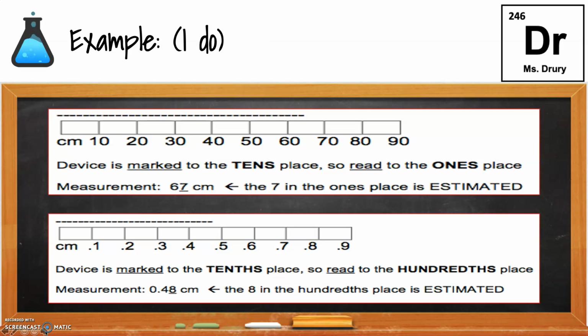So another example, I'm going to do this one again, and then I'm going to see if you can do the same. This ruler has centimeters, but they're not little marks, there's only the big marks. Remember, the last one had a lot of little marks, this one has only marks at the tens. So they're marked at the tens place, so you have to read to the ones place.